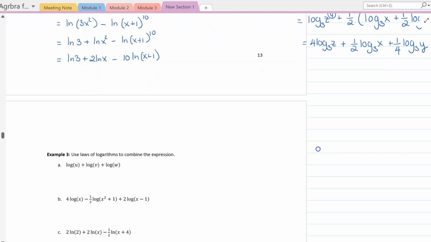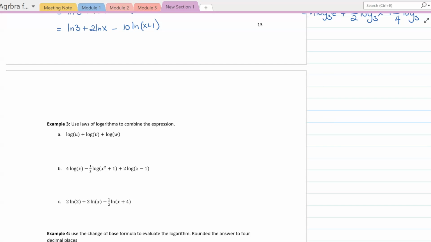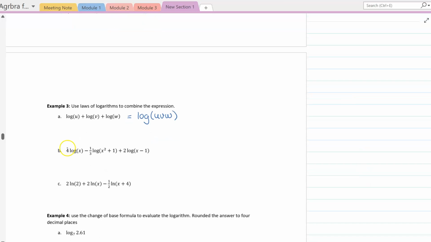Next then, let's use the law of logarithm to combine this expression. In part A, we have addition, so that is simple, right? It is just a multiplication. Log of U times V times W. In the next case, we have some exponent. So we move this up to exponent, exponent, and another exponent. So we're looking at log of x to the 4 minus log of x squared plus 1 to the 1/3 plus log of x minus 1 squared.